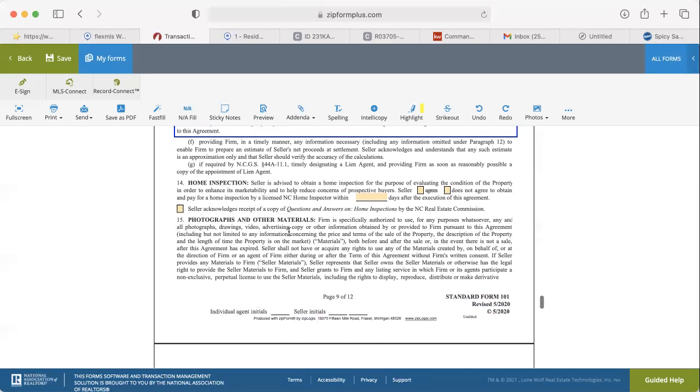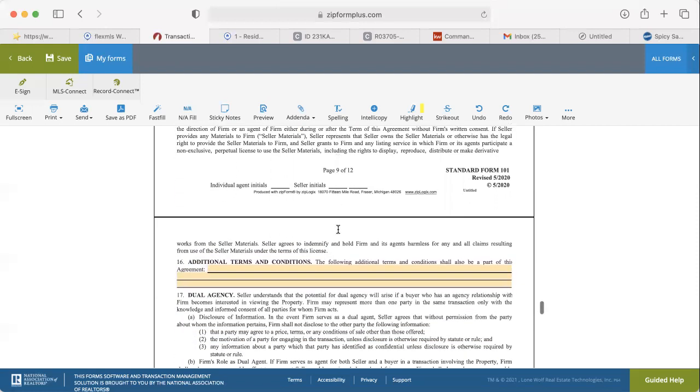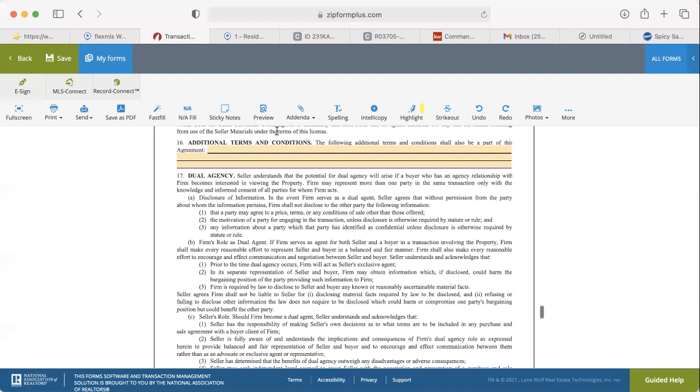15 again talks about photographs and other materials. Basically says, just so you know, I'm going to take pictures of your house, and they're going to go on the internet. 16 is additional terms and conditions. So if there's anything else that needs to be a part of this agreement, this is where you would put that.